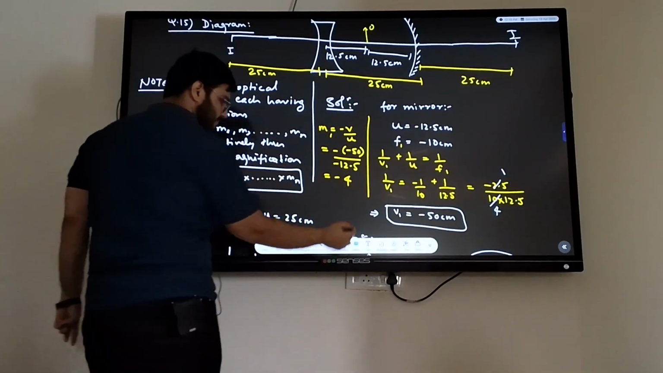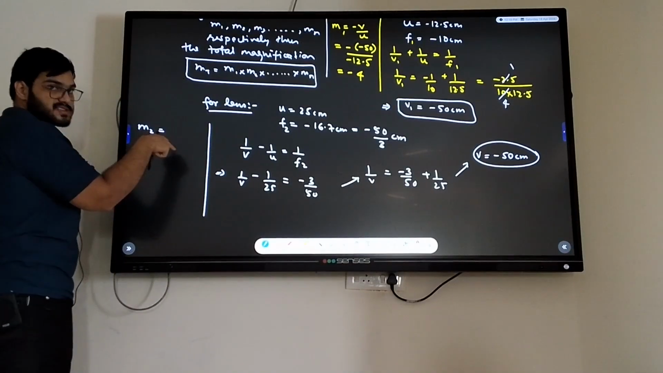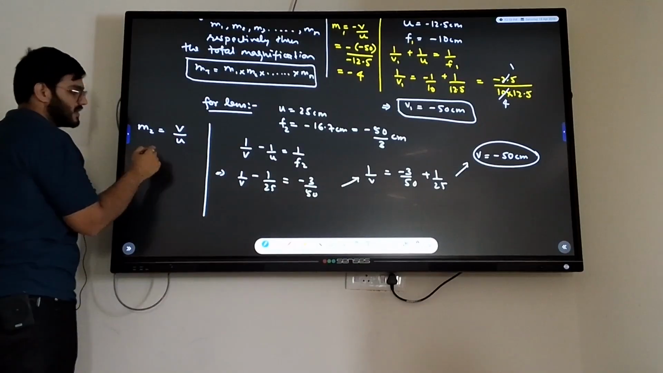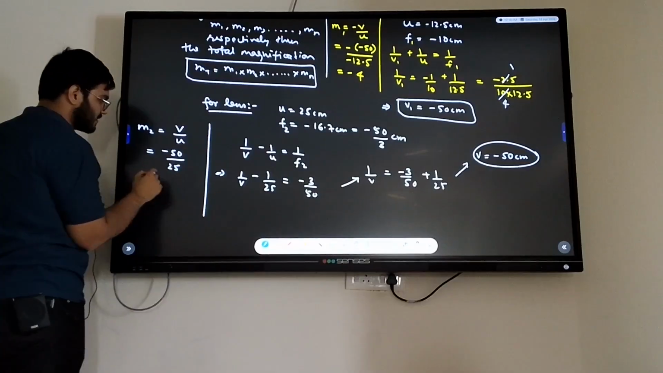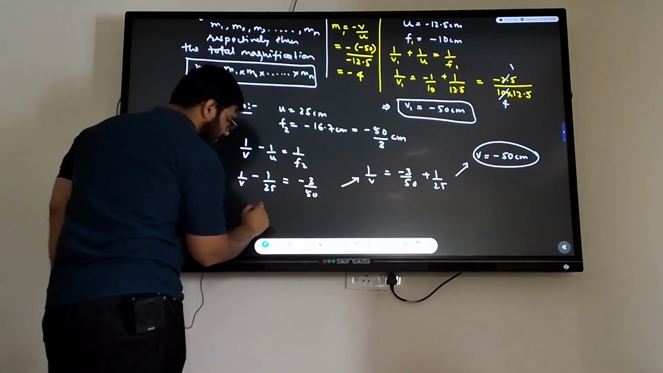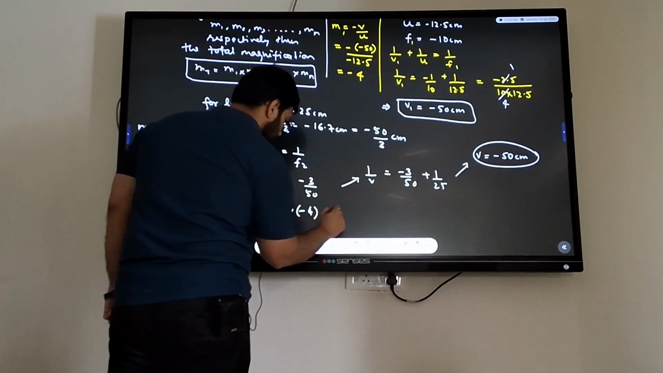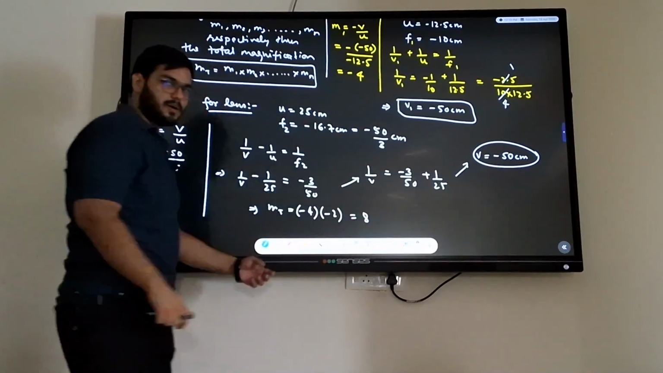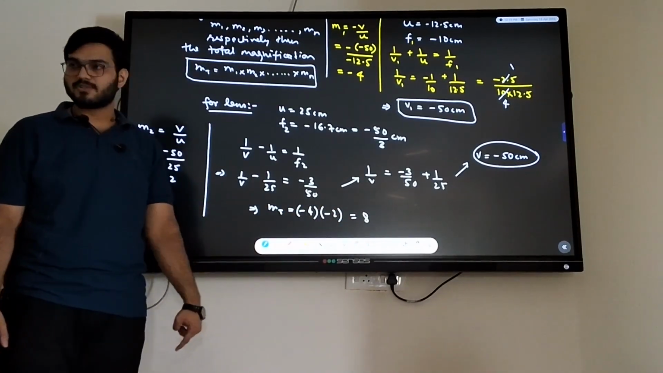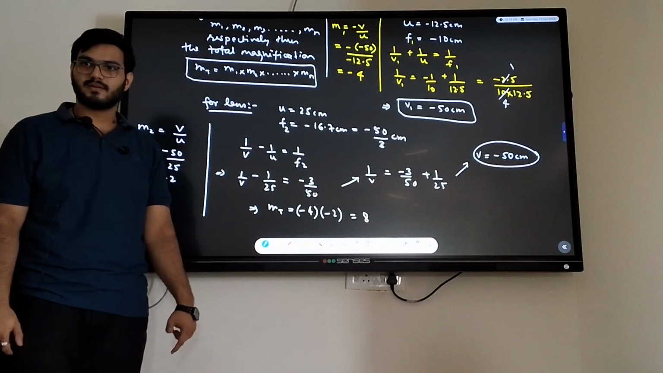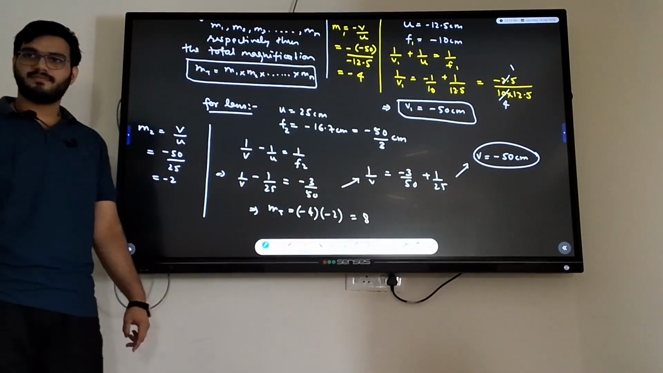What will be m2? m2 will be v by u this time. So tell me, what is v? And what is u? 25. So what will the answer be? Then what is the total magnification? That's minus 4 times minus 2, and the answer is 8. Now can you comment on the nature of the image? The final image? It will be virtual, erect and large, magnified. Is it okay? Yes.